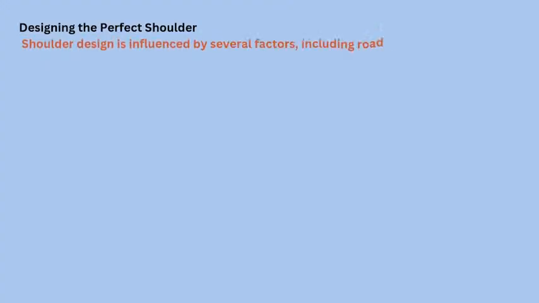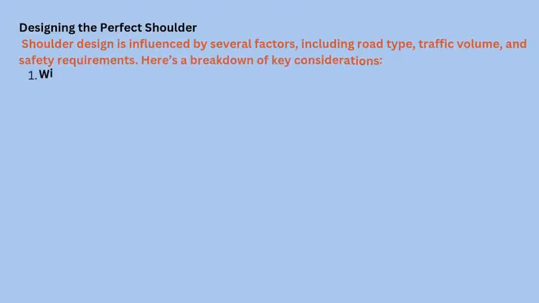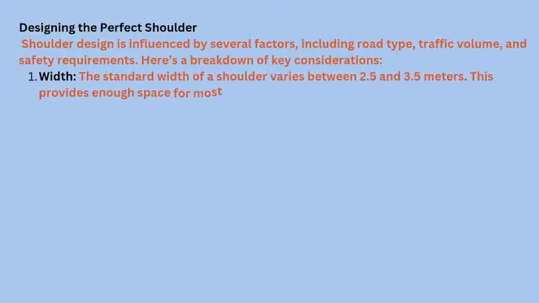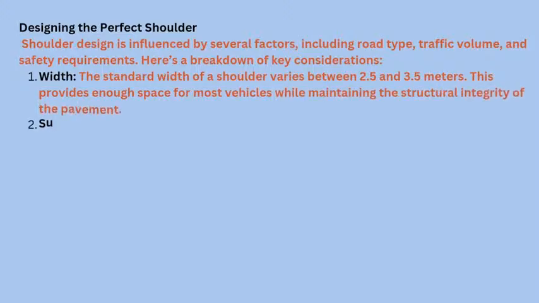Designing the perfect shoulder. Shoulder design is influenced by several factors, including road type, traffic volume, and safety requirements. Here's a breakdown of key considerations. 1. Width. The standard width of a shoulder varies between 2.5 and 3.5 meters. This provides enough space for most vehicles while maintaining the structural integrity of the pavement.